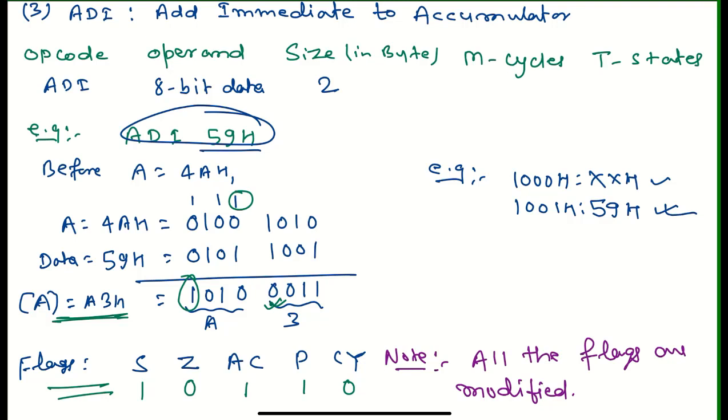That is the reason the machine cycles will be 2 here. The first operation is called opcode fetch, and the second operation is called memory read. As we know, for the opcode fetch it by default requires 4 T states, and for the memory read it requires 3 T states. So the total number of T states required for the execution of this instruction is 7 T states. So I hope you understand this instruction in a better way. Thank you.